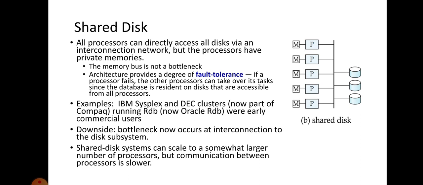And the shared disk policy: different processors share some disks on the same bus network. All processors can directly access all the disks via an interconnection network, but the processors have private memory, so each processor has its own memory. Here memory is not the bottleneck point. The advantage of this system is that if some processor and its memory fail, another processor can take over its work and complete the task with the help of the disk.